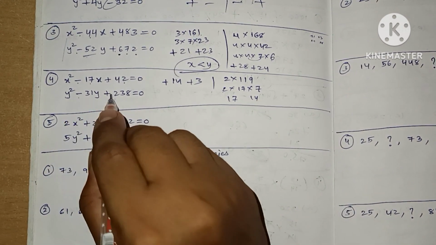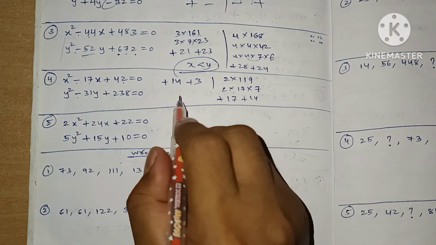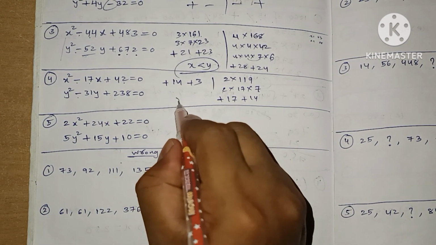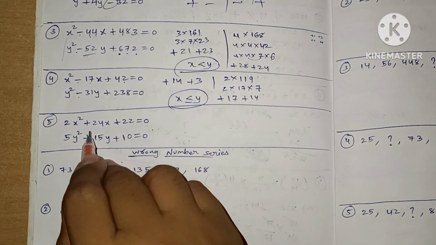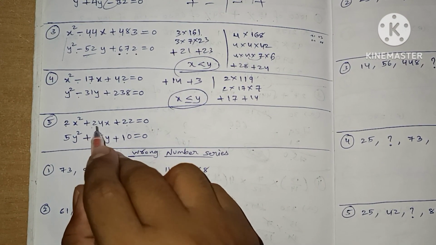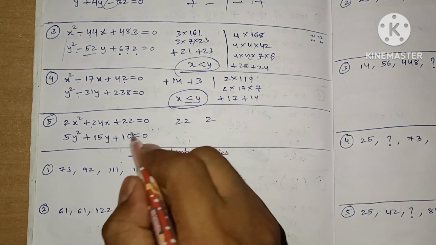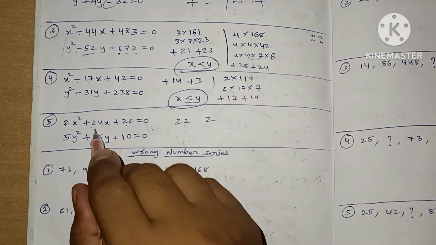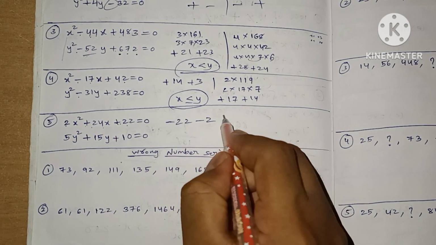Minus and plus means the roots are positive and bases are equal. Now by comparing these two, it is clear that x is lesser than or equal to y. Okay, next fifth question. 2 into 22, which will be 44, and we need to get 24, means the roots are 22 and 2. Sum of these two we get 24. Plus and plus means both the roots signs are negative.